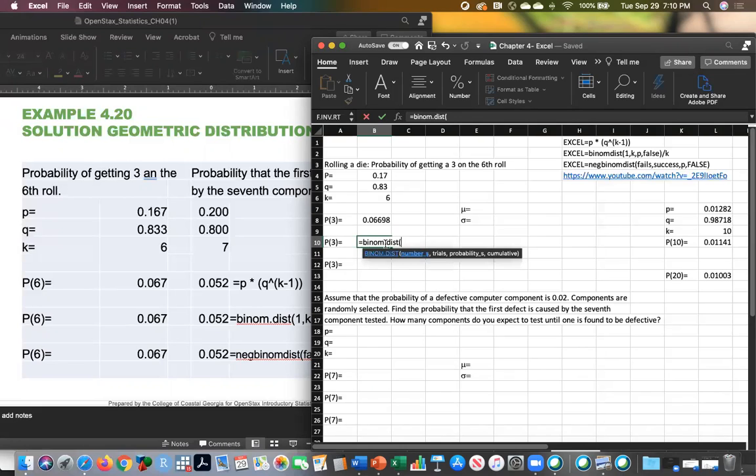So in this case, the binomial distribution is going to use a fixed number, which is going to be 1. The number of trials is going to be K. The probability is going to be the probability of success, and then I'm going to say false. But I don't stop here. I'm going to divide it by K, right? So that's how we obtain that probability using the second one.